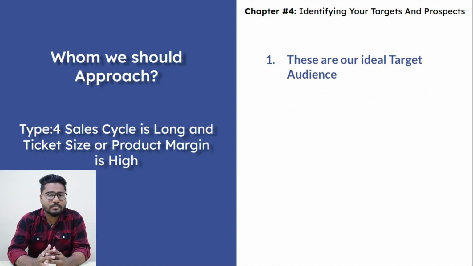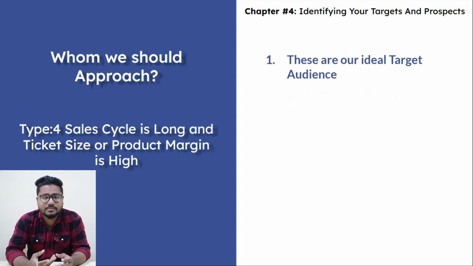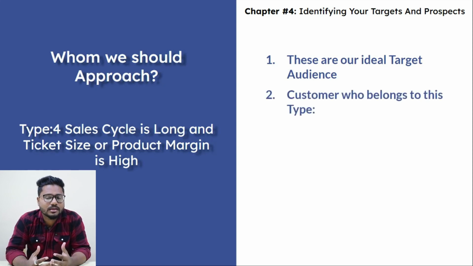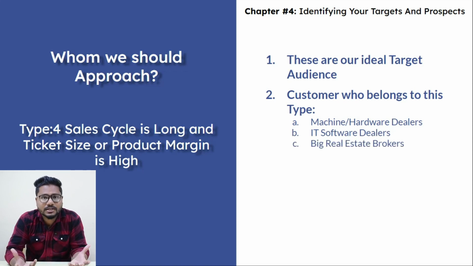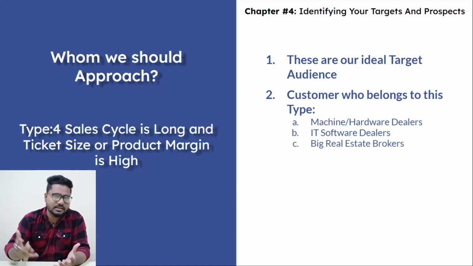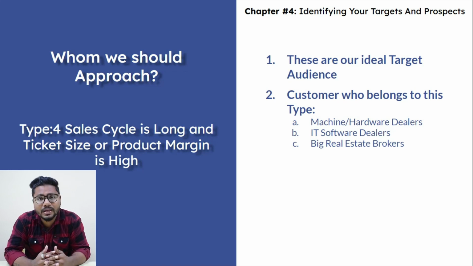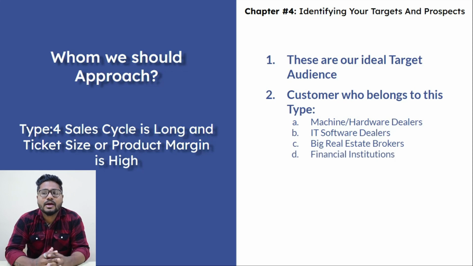In what way? I will give you an example where the ticket size is good and the product margin is also very good, and the sales cycle is also long. So who comes under this category? Like machinery products, base company, right? Or who else? IT software companies also. And count in real estate too, with big projects, multiple projects, more than three, and big projects. They also come under this. And the big players like financial services are also there, and so on.